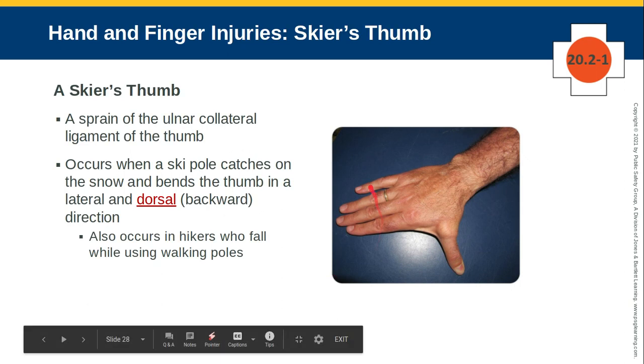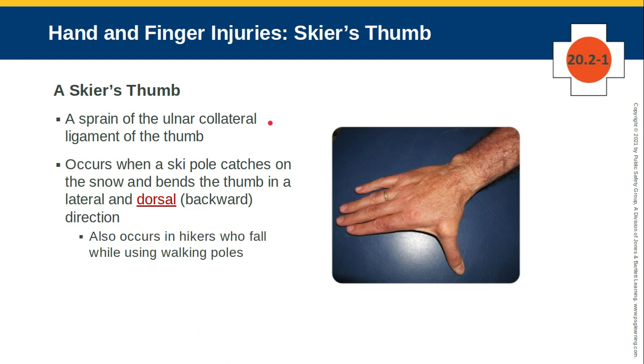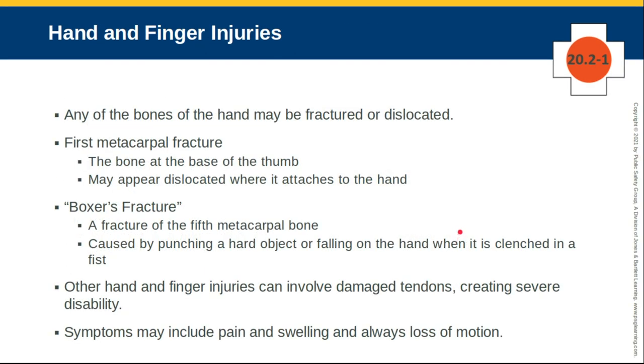Skier's thumb is a sprain of the ulnar collateral ligament. You can imagine catching a ski pole or skiing through trees, or sometimes falling. And we see the characteristic presentation as shown in the photo. Hand and finger injuries can occur as well. Could be a fracture, could be a dislocation. In any case, you can expect pain and swelling and some loss of motion in all of those injuries.